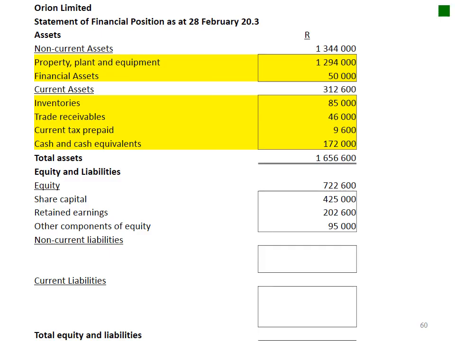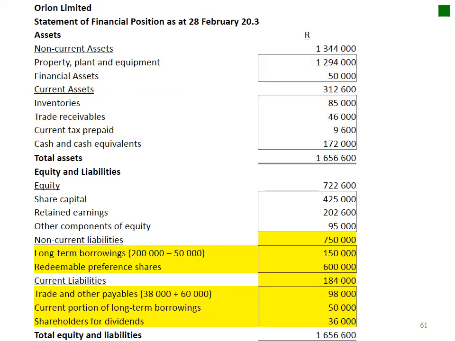Okay, so here's your property, plant and equipment. Remember, that included the 50,000 revaluation amount for land. Here's your fixed deposit, your inventories, trade receivables, tax prepaid, and your cash and cash equivalent amounts. Now we're going to finish off by looking at the liabilities, non-current and current. We do have long-term borrowings, we have redeemable preference shares, we have trade and other payables, we have a current portion of the long-term borrowings, and we have shareholders for dividends. So let's go and check where those amounts come from.